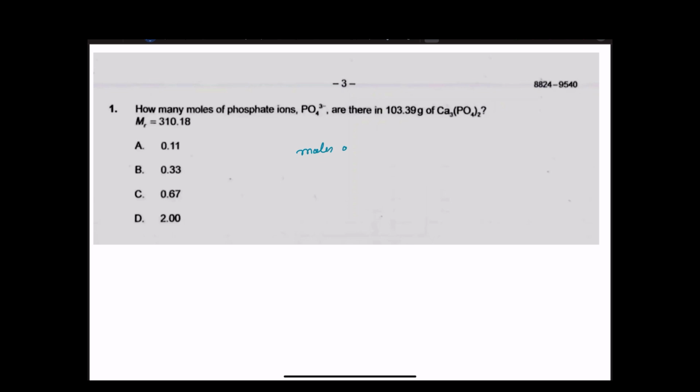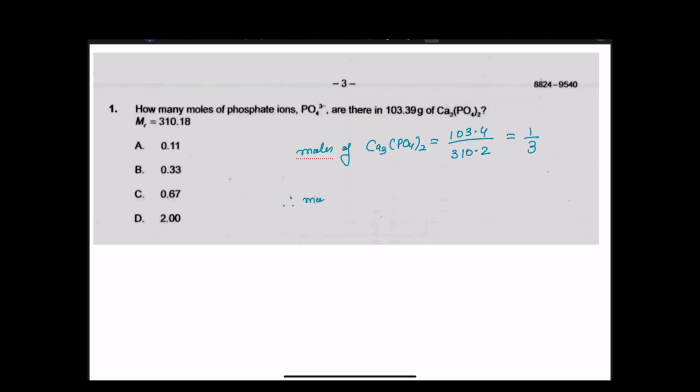So moles of Ca3(PO4)2, this will be 103.39, which can be approximated to 103.4, over 310.2, right? So 103 times 3 is 309 and 0.4 times 3 is 1.2. So basically this ratio would be 1 over 3. This is the moles of Ca3(PO4)2.